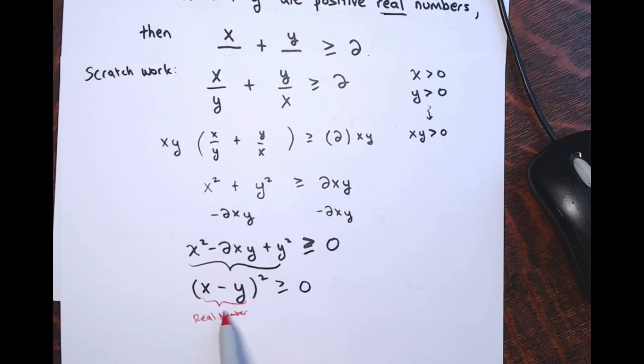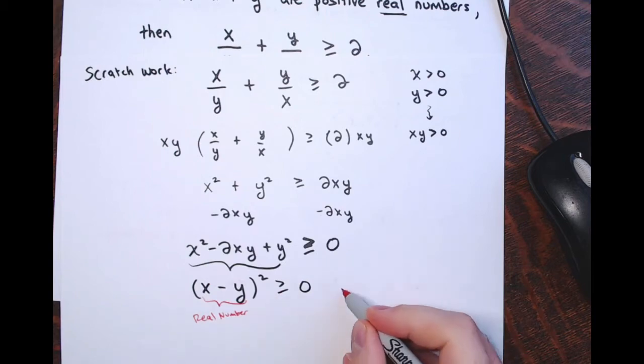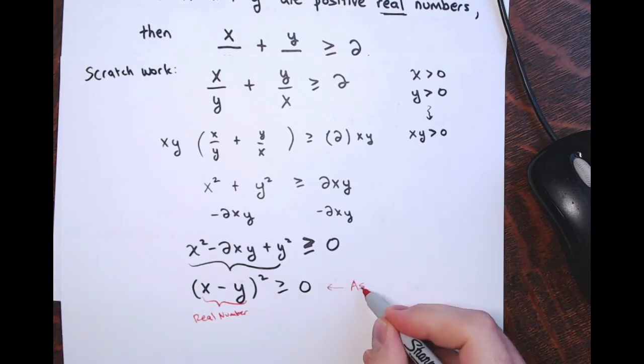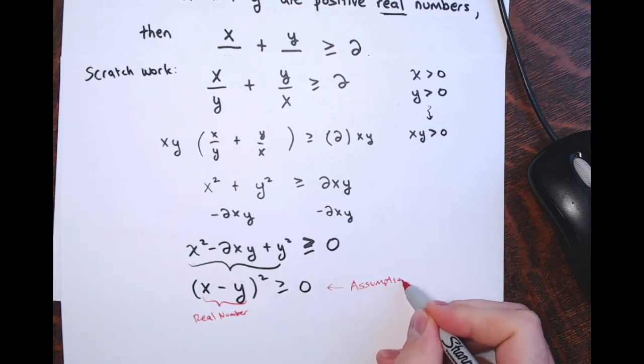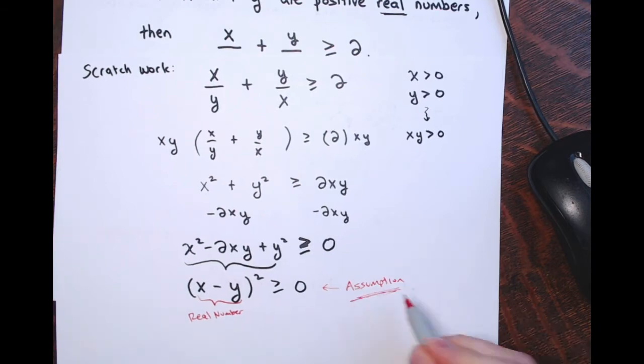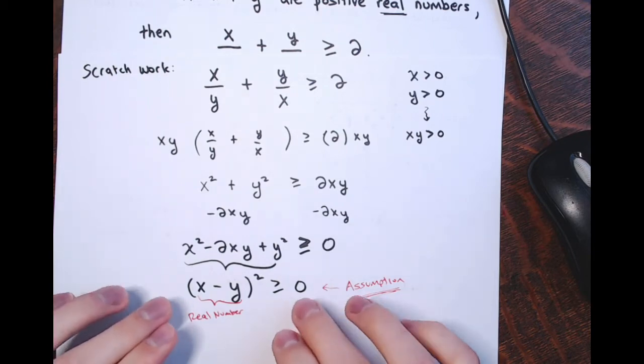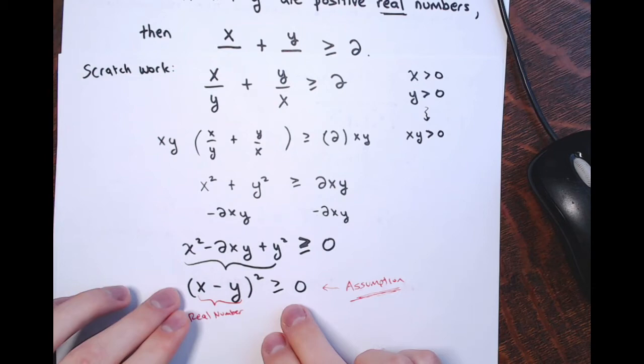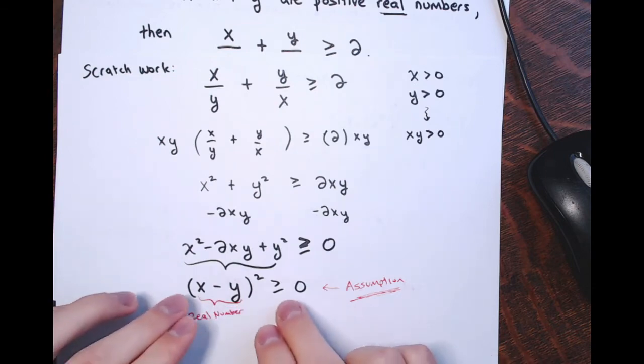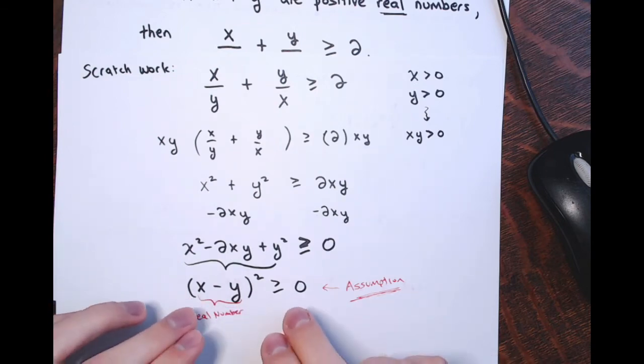And a real number squared being greater than or equal to 0, this is an assumption. This is something from the last section. Remember, when you take a real number and square it, you're going to get a non-negative result, something greater than or equal to 0. So this is where I'm going to stop my scratch work. I have come across something here that I can assume to be true, something that I know to be true.